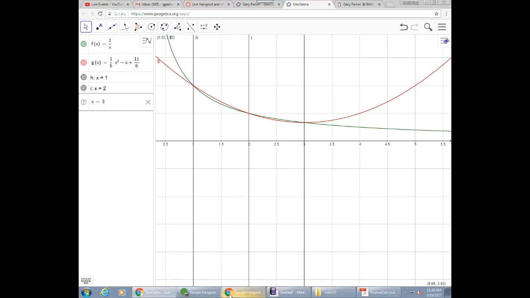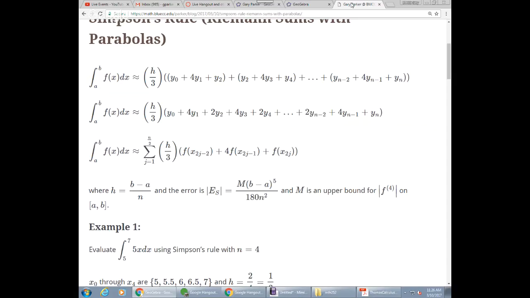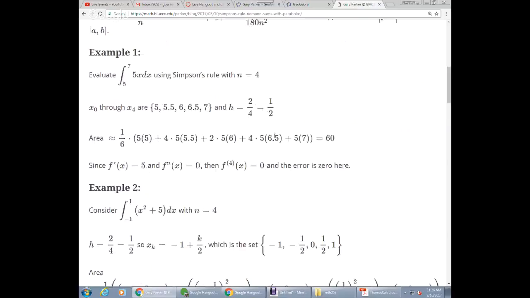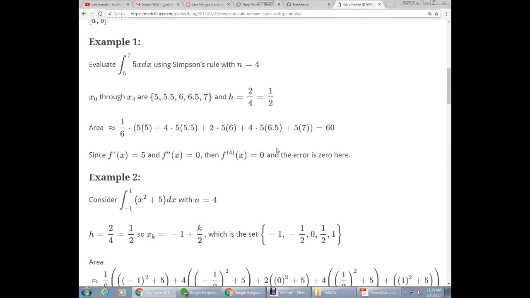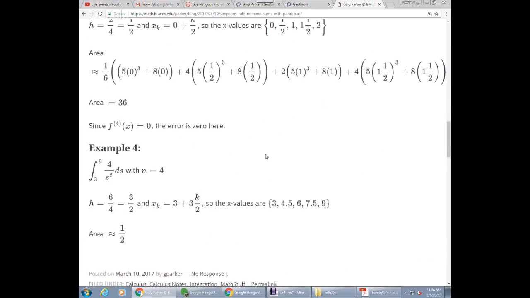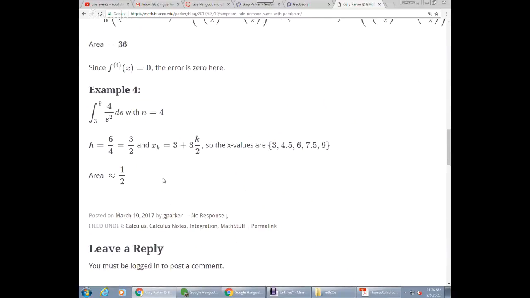All right, so let's apply it to one of the homework problems. I did a few of the homework problems here for you. Example 1 is like problem 1 on your homework. Example 2 is like problem 2. Example 3 is like problem 3. Example 4 is like problem 4. And apparently I didn't finish that one. So let's do that one. All right, what's that?